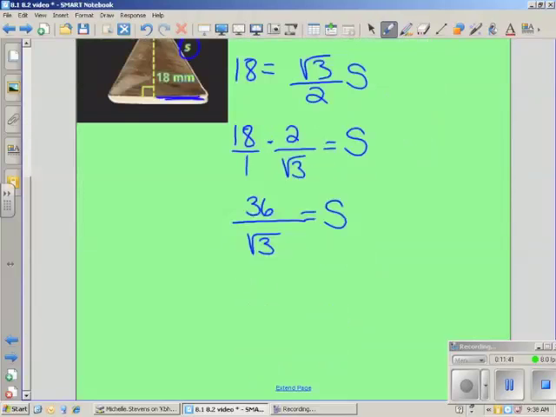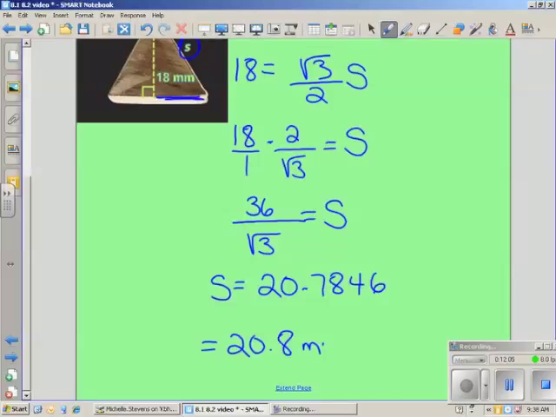So to solve this, you would put in the numbers in your calculator, and you would get s is equal to 20.78446. Therefore, each side of the pendant is about 20.8 millimeters long, rounded to the nearest tenth.